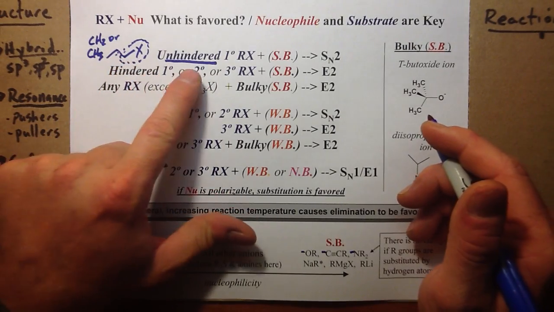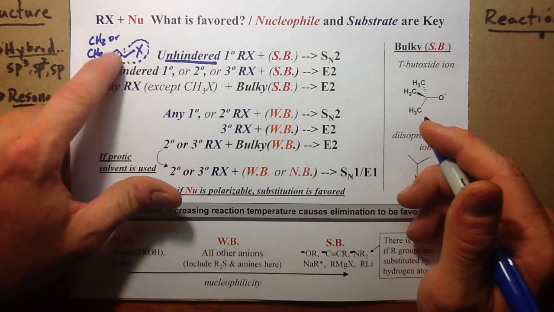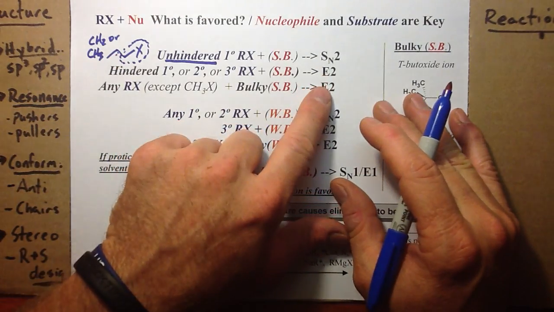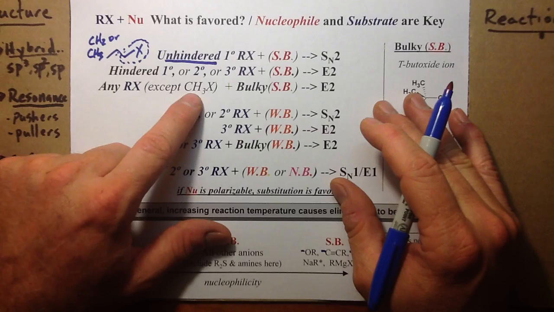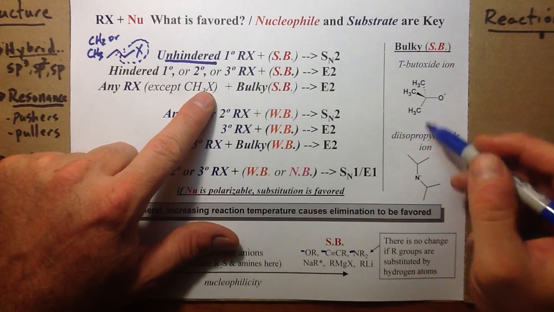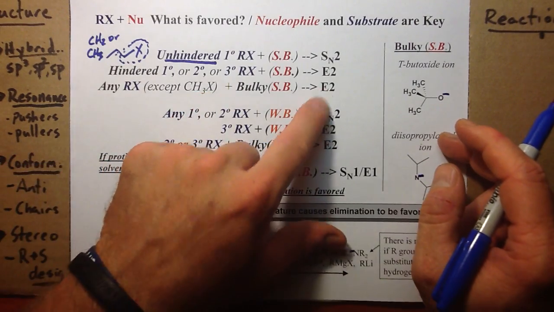Now if we have a hindered primary or a secondary or tertiary RX, it starts to get a little bit harder to find the interior carbon. We start to get E2. Any RX except methyl halides or methyl bromide, and one of these bulky strong bases, they bring the bulk, we have an E2 reaction.